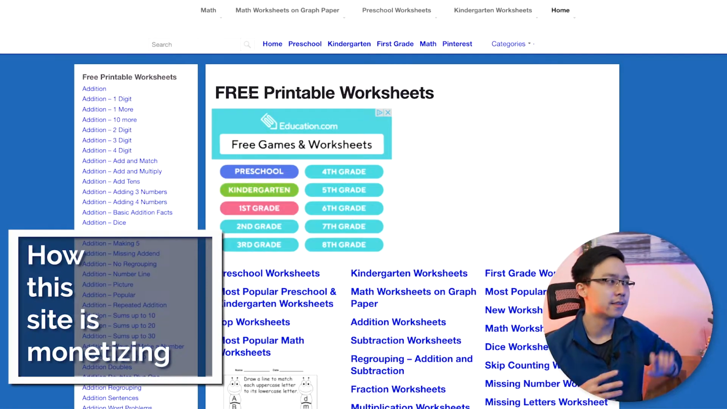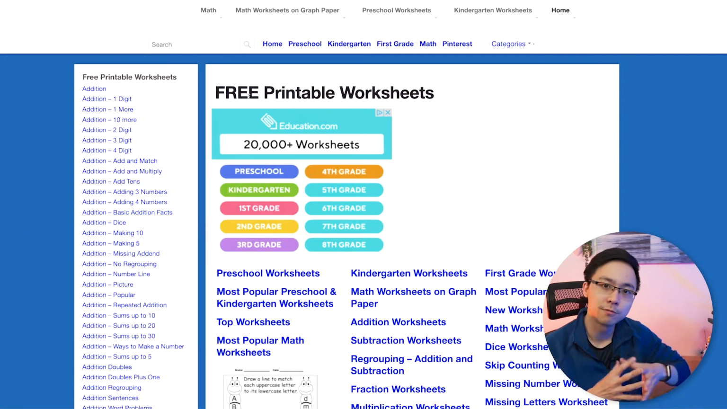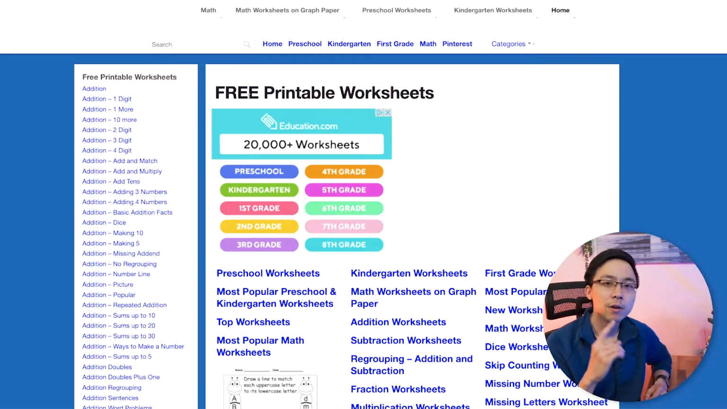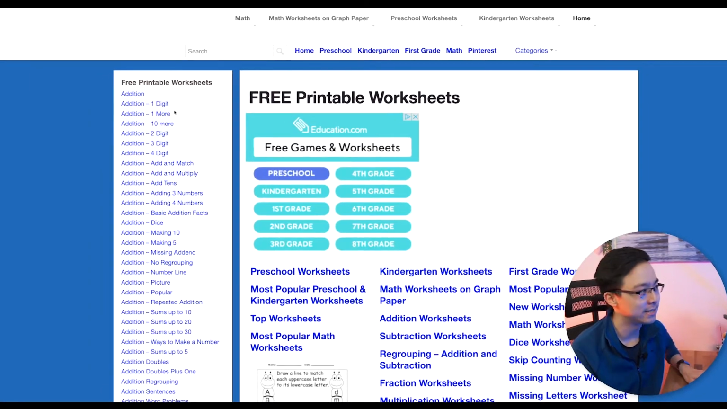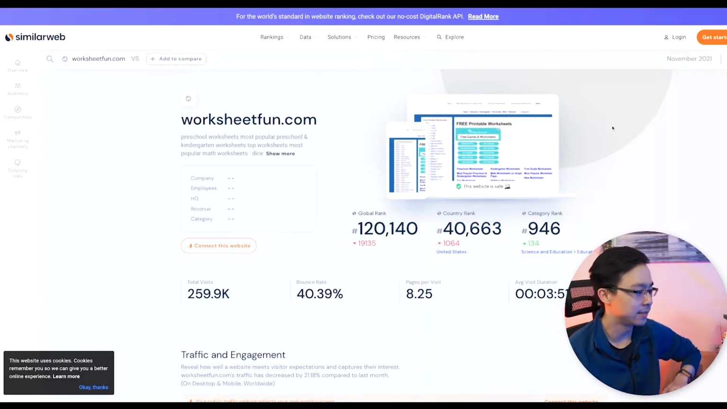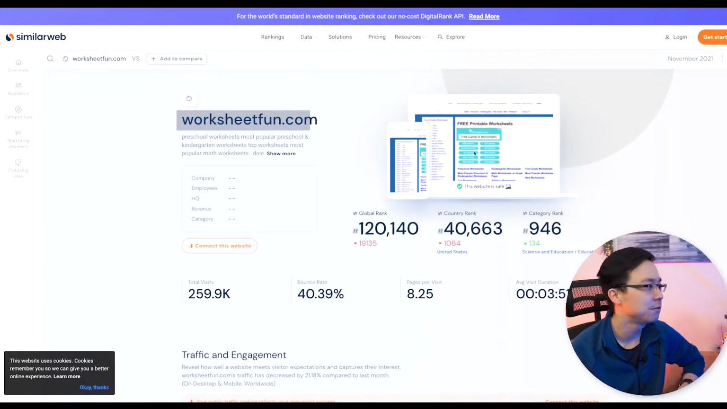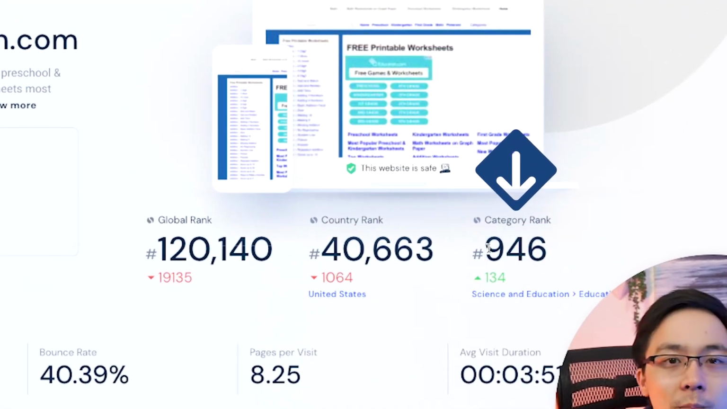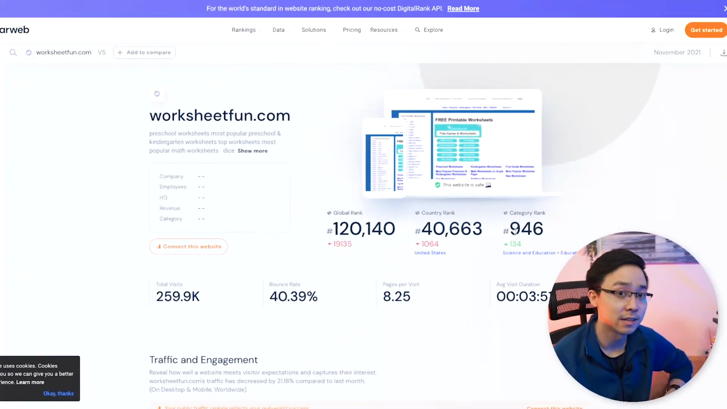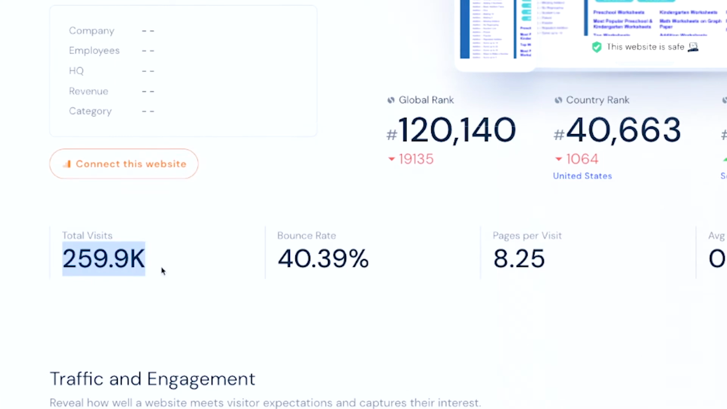And you might not think that this is a lot of potential for this particular website, but when you run them into a tool like SimilarWeb, you can see just how many views this website's getting. And that's what I did on the left-hand side here. So I put in worksheetfun.com, and you can see within the realm of education on SimilarWeb, this site is ranked 946, and that's out of everything in the education realm. And what you can see is that the total visits is 260,000 monthly visits. 260,000 monthly visits is a ton of traffic.